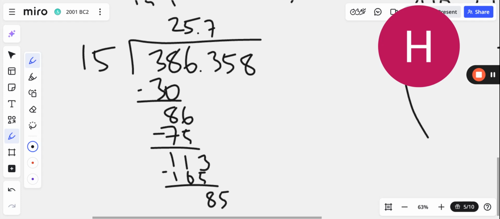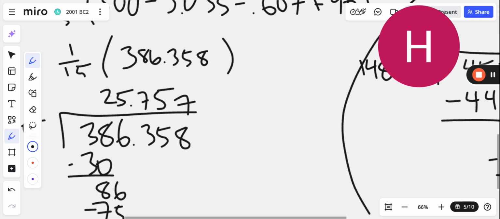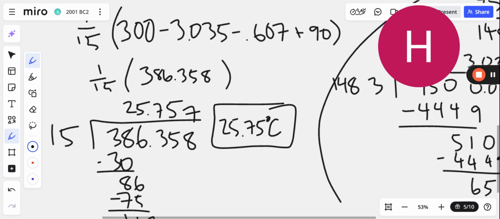This student, whatever student proposed this model, is doing a pretty dang good job. That was a pretty clever model to propose. 75, this is going to be 10, 108 gives us 7. So approximately 25.75 degrees Celsius, that is the average temperature.